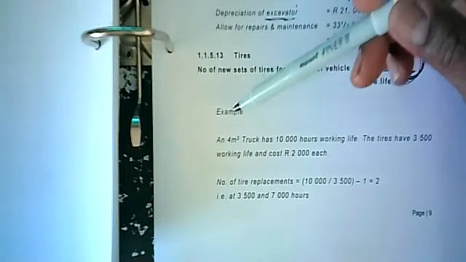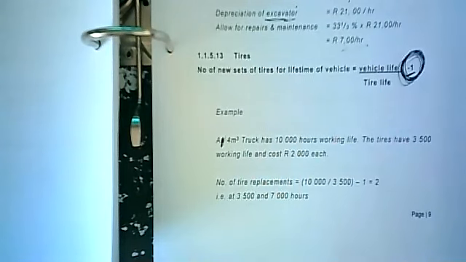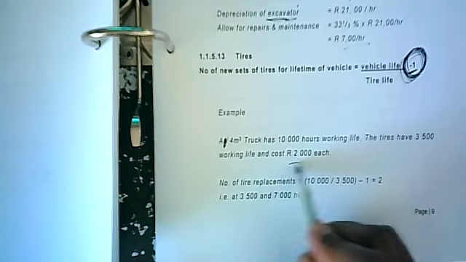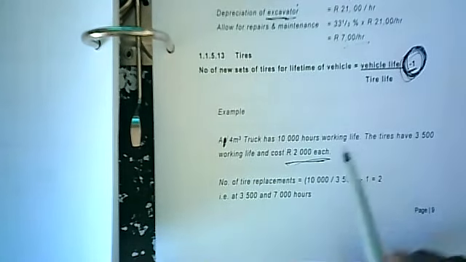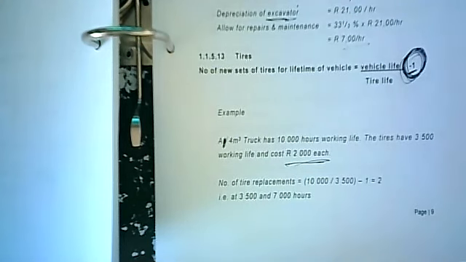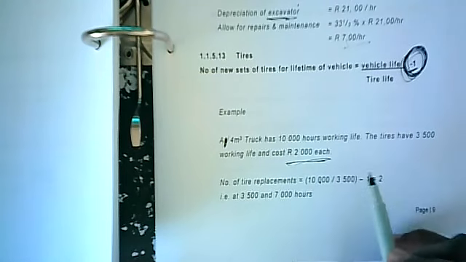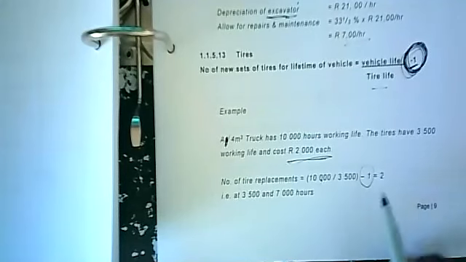Right, example, a 4 cubic meter truck has 10,000 working life. Tires have 3,500 hours of working life and cost 2,000 Rand each. 2,000 Rand each for a tire. Okay. Number of tire replacements. How do we come to this answer here? So we're taking 10,000 hours, all right, divided by the tire life minus the 1, and we get 2.